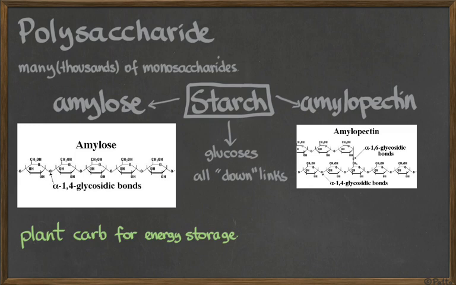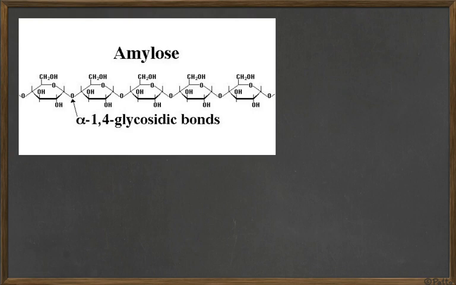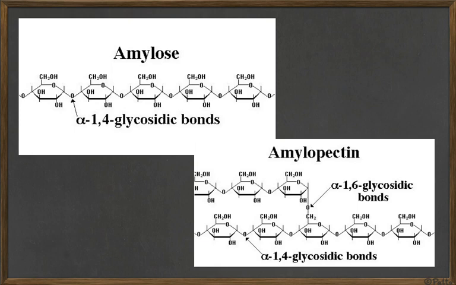Let's take a closer look at the amylose and amylopectin. And as I told you, we have all down links. See here the oxygen is down, here the oxygen is down, here the oxygen is down. All of them have down links. In amylose and in amylopectin, you see all down.